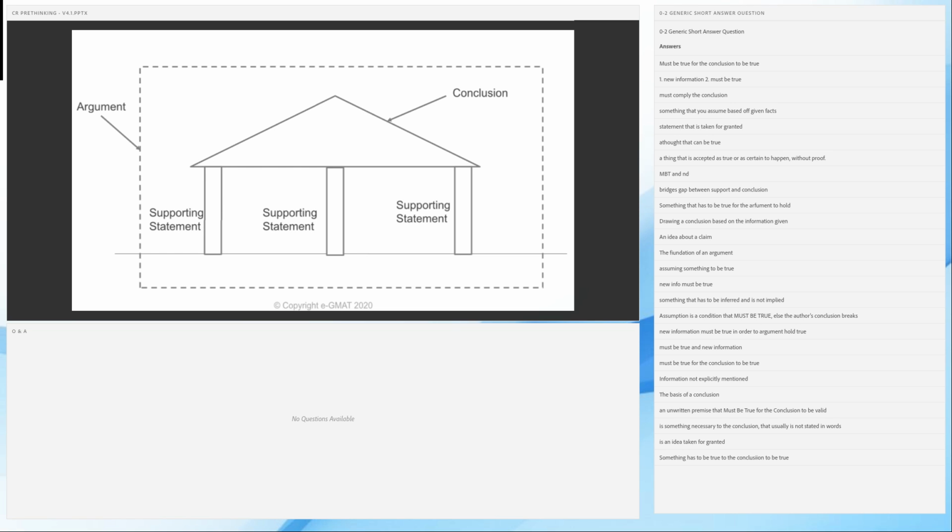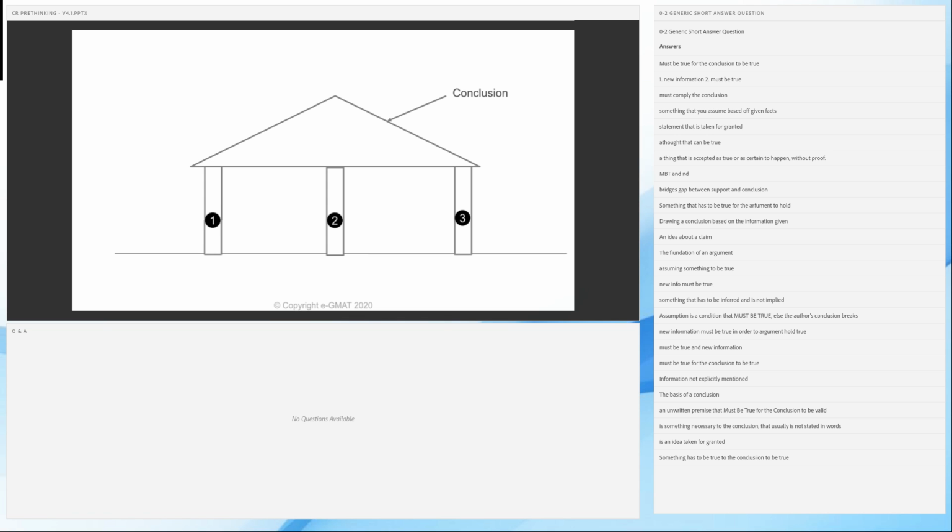Now at e-GMAT, we are big on visualizing information. So if you want to visualize the assumption, let's think of this entire argument as a house, where the conclusion is the roof, and you have three supporting pillars that are supporting this conclusion. Essentially, these pillars keep the roof upright. Now, we've got to figure out which of these pillars is an assumption, because all of these pillars are supporting statements or premises, as we call them, but not all of them are assumptions. And to do that, we're going to number them as 1, 2, and 3.